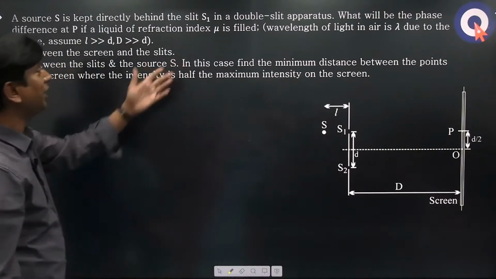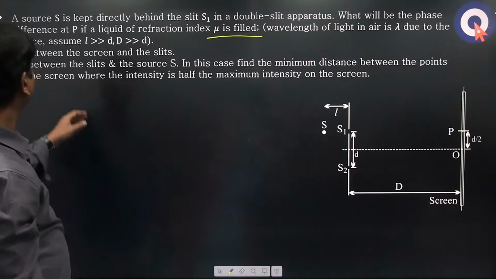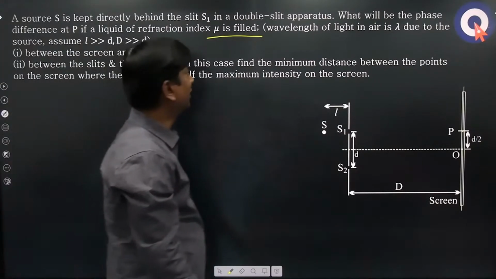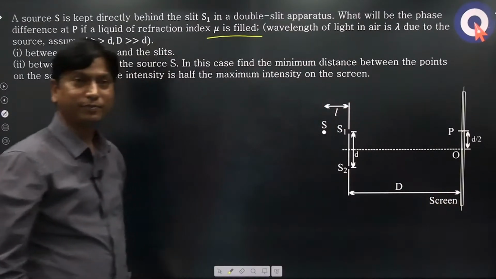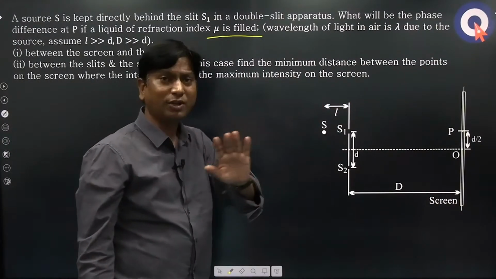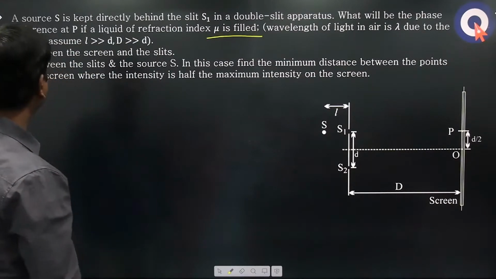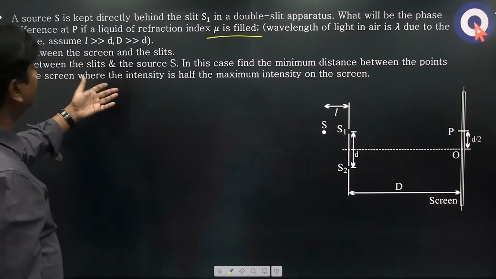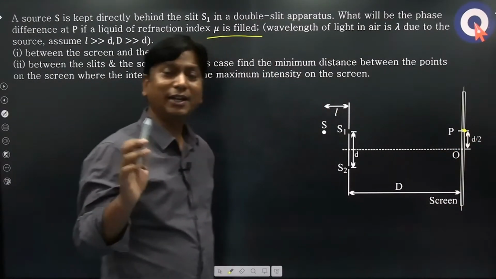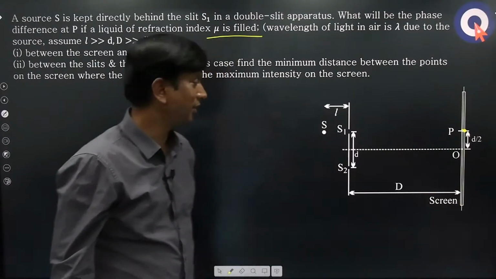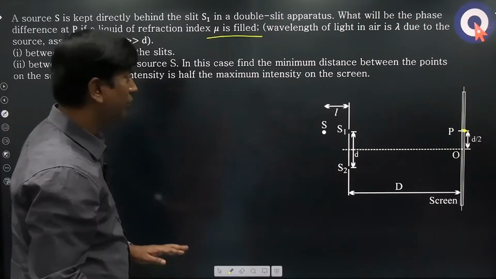If a liquid of refractive index nu is filled between the screen and the slits, and the source is also not symmetrically placed, in that case what will be the phase difference at point P? They are asking about point P, and here how do you take the phase difference when this is filled with some liquid of refractive index nu? Hope the question is clear.